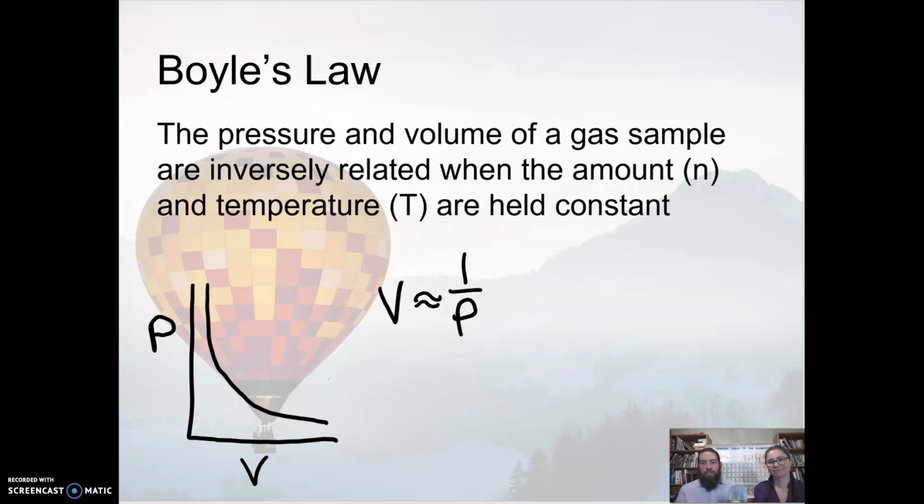A scientist, last name Boyle, studied the relationship between pressure and volume of a gas and found that they were inversely related, meaning that as you increase the pressure on a container of gas, the volume goes down, and just the opposite. If we decrease the pressure, the volume would get larger. This is only if the amount of gas and the temperature are held constant. Using this relationship, we can say that the volume is proportional to 1 over the pressure.